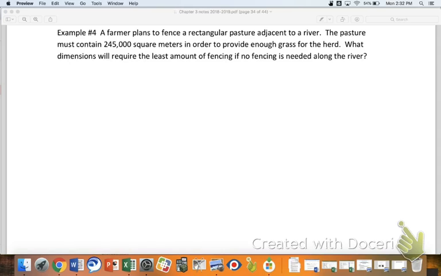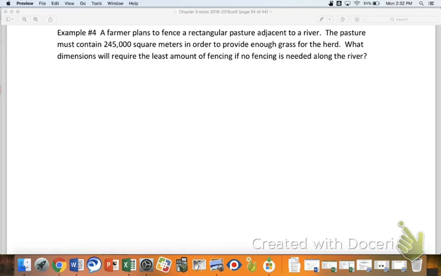A farmer plans to fence a rectangular pasture adjacent to a river. The pasture must contain 245,000 square meters in order to provide enough grass for the herd. What dimensions will require the least amount of fencing if no fencing is needed along the river? So in just a handful of words, can anybody describe what this is about? Be contextual, though.